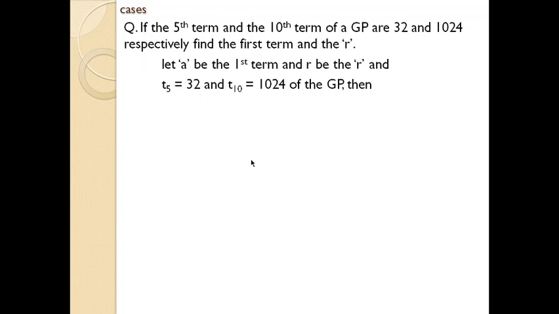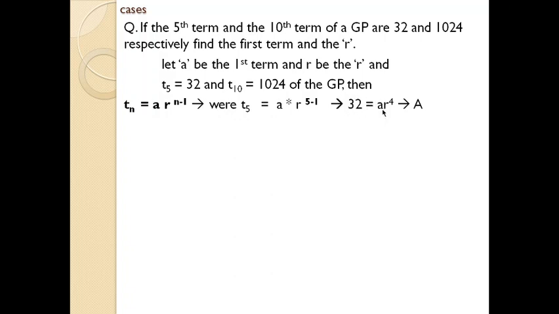We all know what is meant by t5 and t10 of the geometric progression. By substituting the available data in the equation, you will get tn equal to a r^(n minus 1). Thereby, t5 equal to a into r^(5 minus 1). We all know how to write this t5. In the question, t5 is given as 32.